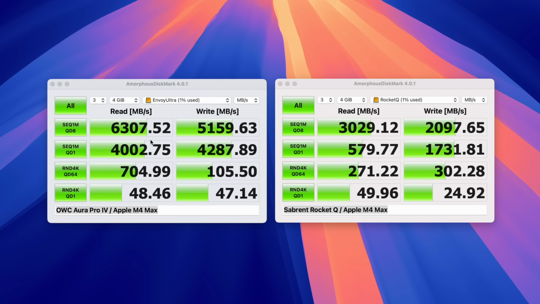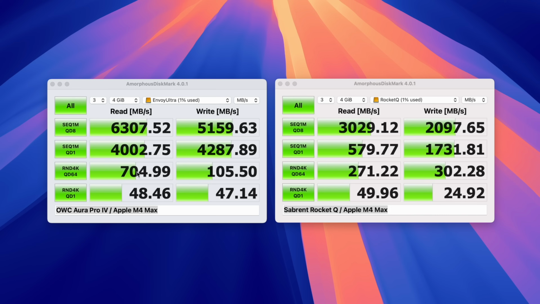If we look at the Amorphous Disk Mark test, we can get a little bit more information. This app tests sequential and random read and write speeds. We're using a 4 gigabyte test file, and each test is running 3 times to get an average. And you can see that the OWC Envoy Ultra is getting an impressive 6,300 megabytes per second for read and 5,100 megabytes per second for write, which is very, very good.